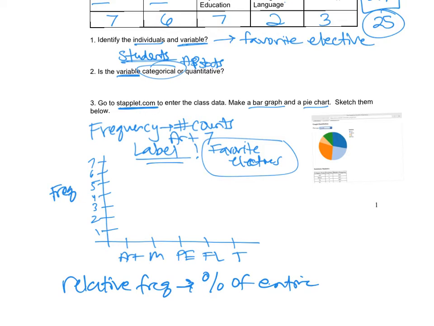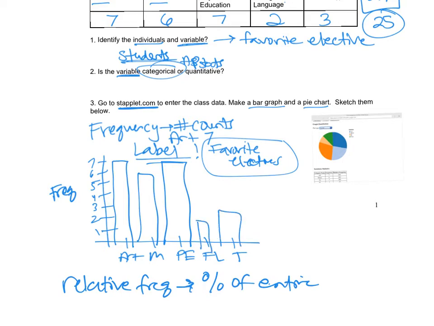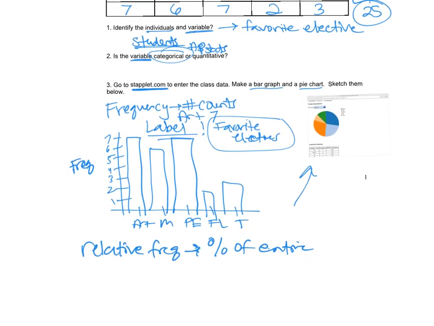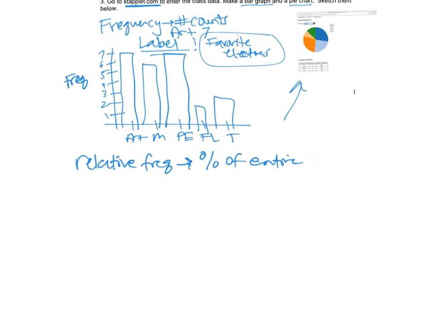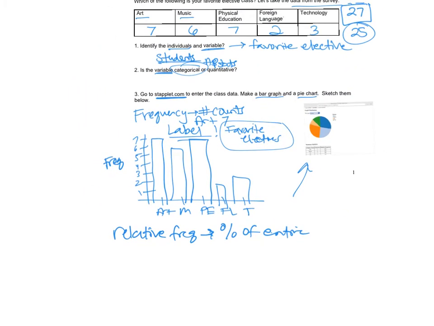So if I was going to go ahead and do the bar chart, I would go art, music was 6, PE was 7, just kind of going fast so I'm not wasting your time. 2, and then 3. So there you go, okay? My pie chart I have right here, I'm just going to leave that. All right, so that's Staplet. You don't have to use it. I just think it's kind of a cool little website. All right, is that the first page? All right, let's go to the next one.